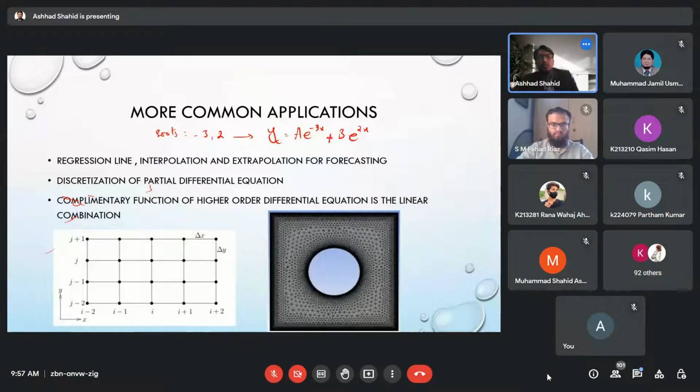So in this way you are describing a linear combination of these, with A and B. So linear combination is also used while describing the complementary function for a higher order differential equation.